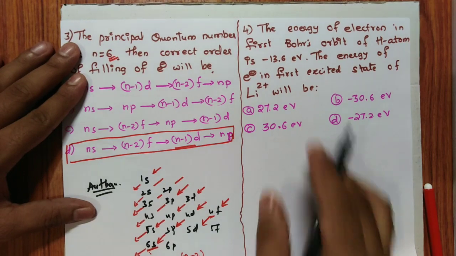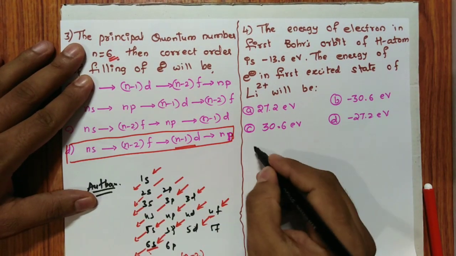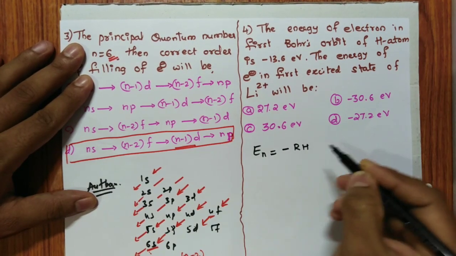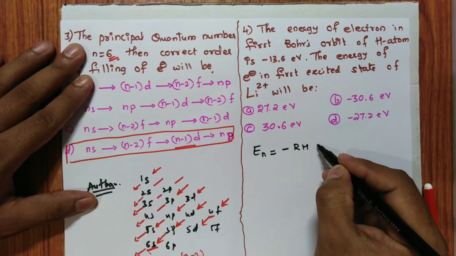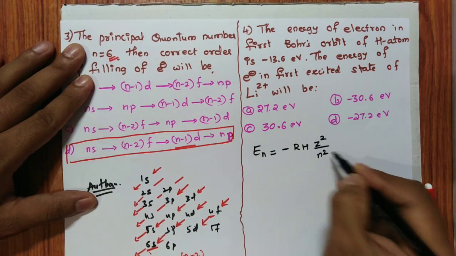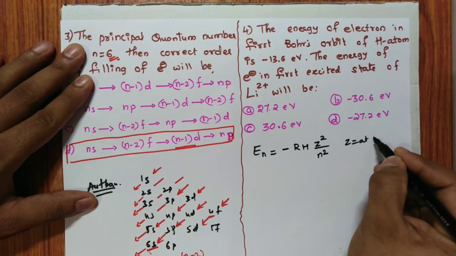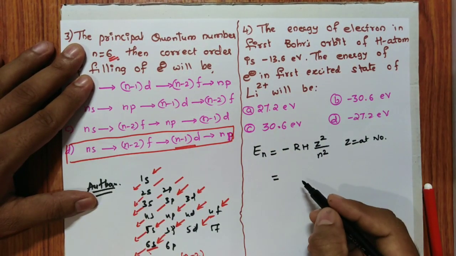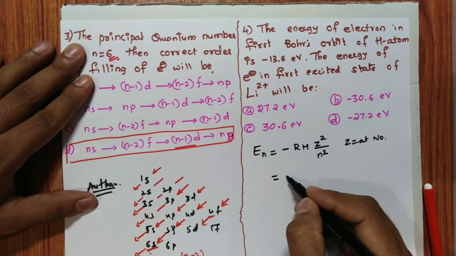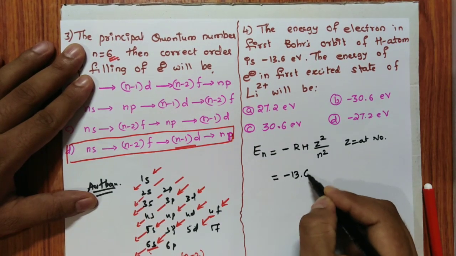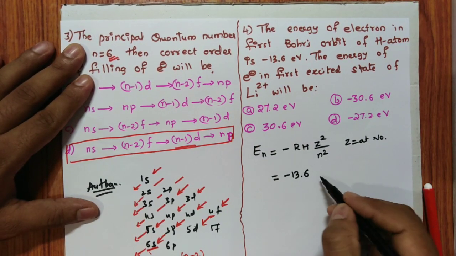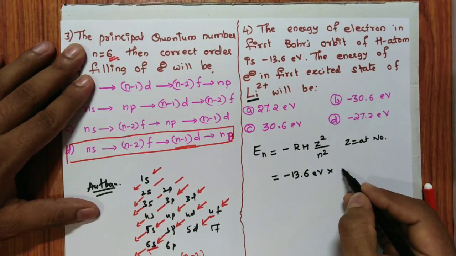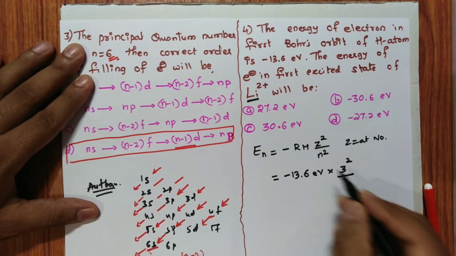Here, write the formula. Energy formula you have to write. So the energy formula is equal to minus RH Z square divided by n square, where Z is the atomic number. Here they are asking for the RH value in terms of electron volt, right? So the RH value in terms of electron volt is minus 13.6 only. So minus 13.6 electron volt into Z, for lithium. Lithium atomic number is 3. So 3 square divided by.